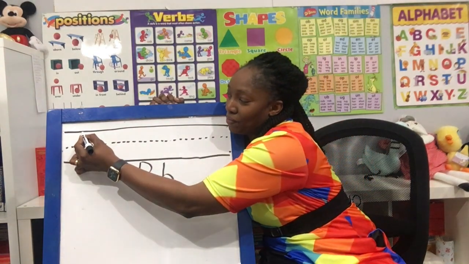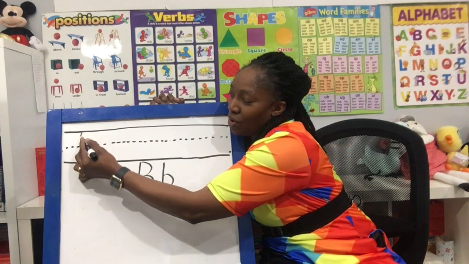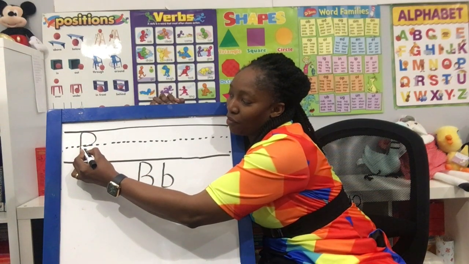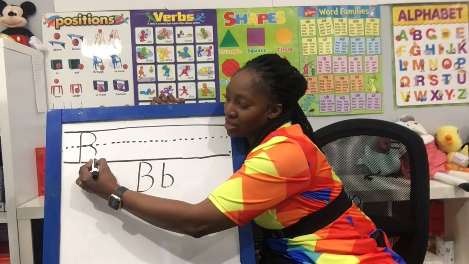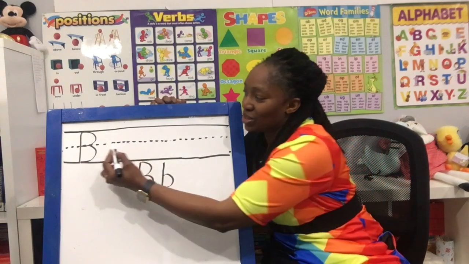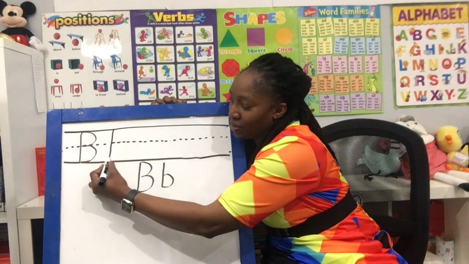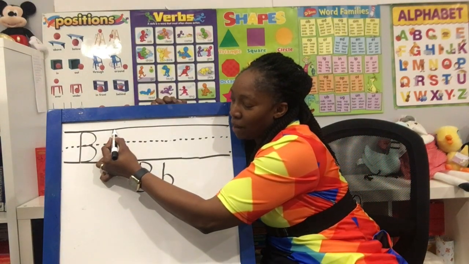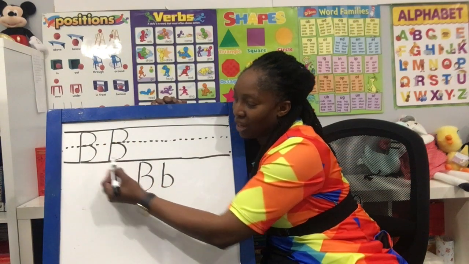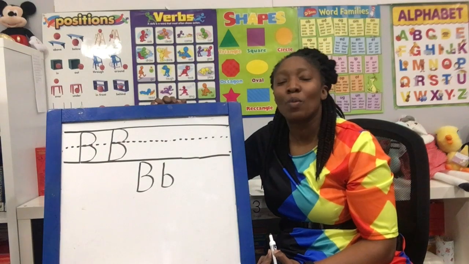Ready? Here you go. Down, around. We're going to stop on that middle line. Good. Now follow that line. Go around to the bottom line and touch the bottom. One more time. Let's do it again. Down, come to the top, around to the middle line, and around to the bottom line. Awesome. Let's do it one more time.